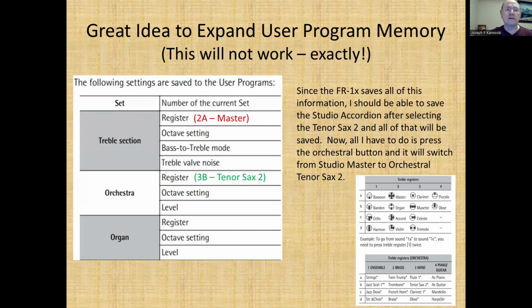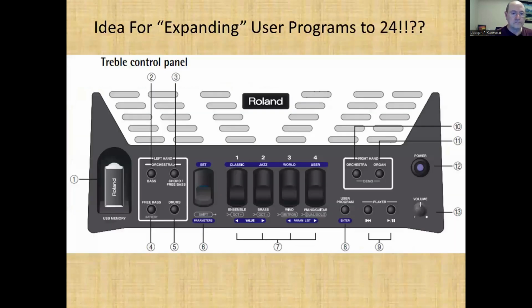If you set your accordion up like this and you save 1A, and that's how you have it, when you go through, you press 1A, okay? You go through, you hit orchestral, guess what you're going to get? You are going to get that tenor sax. It's there. It's right where you expect it to be.